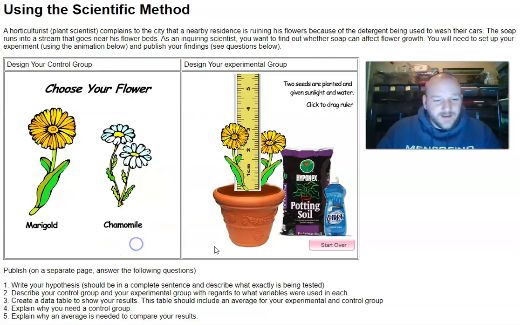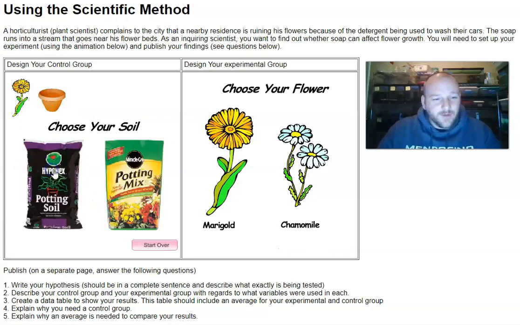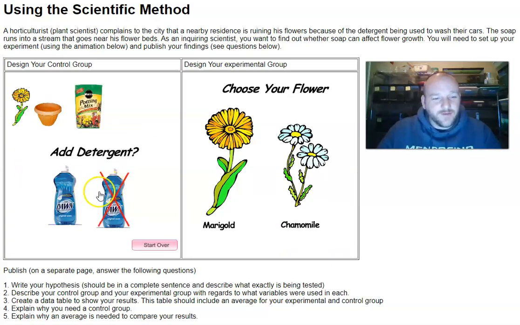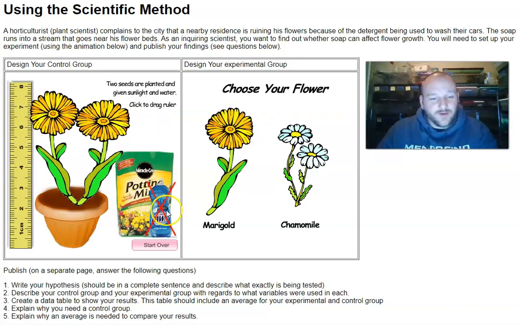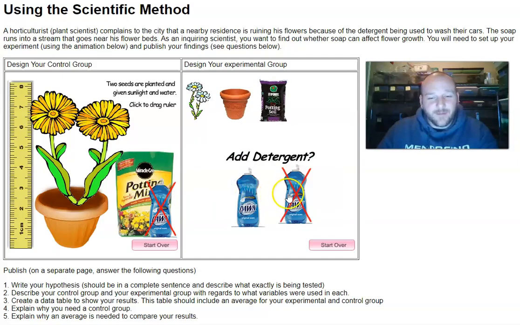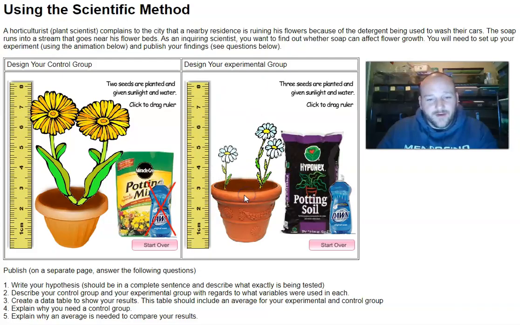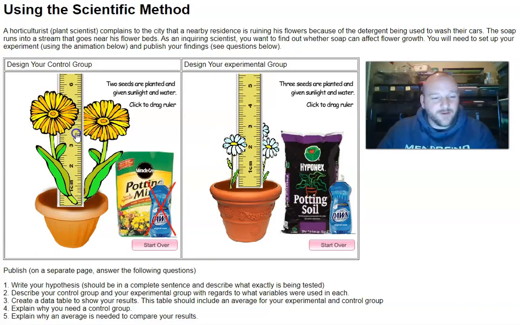What I like is that it gives you a chance to completely mess it up. So say we manipulated a whole bunch of variables. In our control group, we didn't use the potting plants and we didn't use the detergent. And in the other one, we chose a different flower and a different pot and a different type of potting soil, but added the detergent. We'd have no idea why we see a difference in height between these two, which I think is a great discussion one can have. So this is neat.